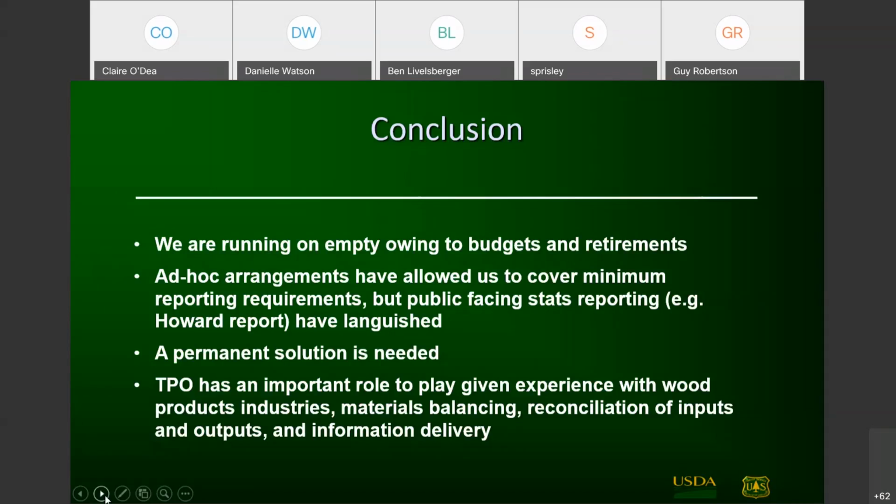Given its extensive experience working with the wood products industry and wood product statistics, and its mandate to deliver information to the public, TPO should play an important part in developing the solution, particularly in the crux area of data consolidation and analysis. This would be either in a leadership role or maybe in collaboration with other units. Obviously, other units would be working, but I think TPO has an important role to play here.